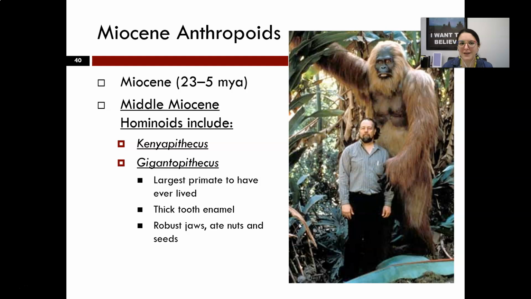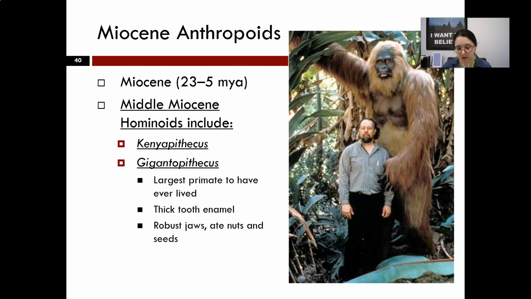In the middle Miocene, we get some really interesting apes that appear in the record. So between 23 and 5 million years ago, and critically around it seems to be 17 million years ago, we see a large number of distinct ape species appearing. And part of this is largely driven by climate change. Earth got a lot warmer at this time period. And we also then see an expanded range, where we start to find apes distributed not only throughout Africa, but parts of Europe and Asia as well. And two of the most famous and well-known ones are Kenyapithecus and Gigantopithecus.